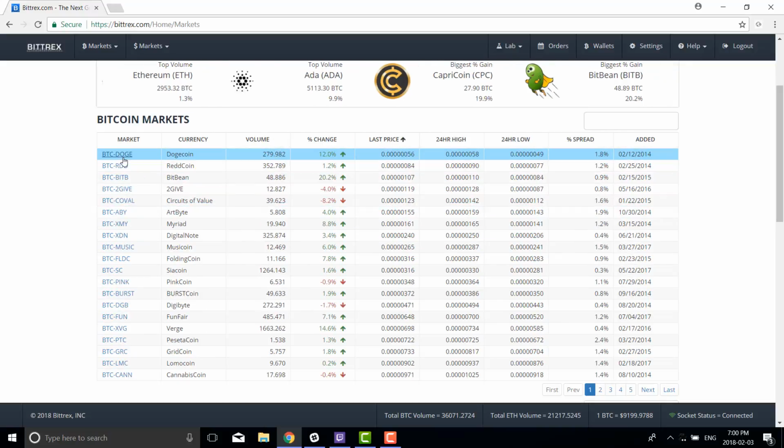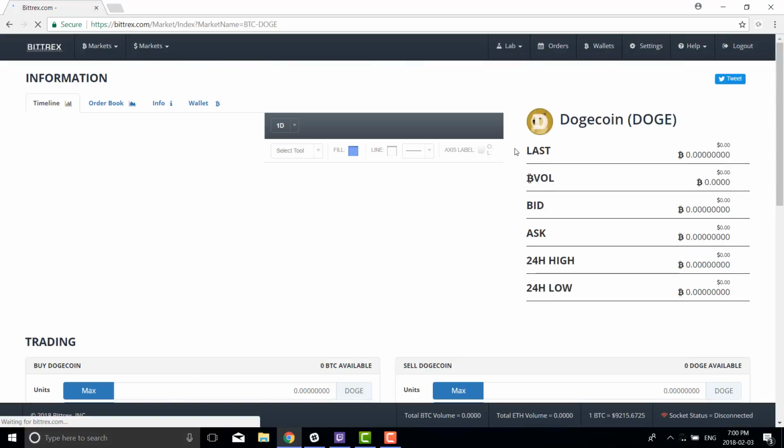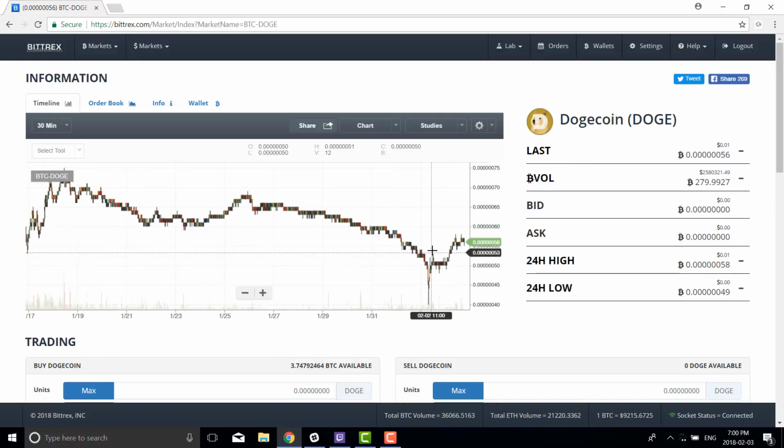So the cheapest coin on the exchange is Dogecoin. Dogecoin is 56 Satoshis. A lot of people use that term Satoshis for the last decimal place of the price. So the last decimal place of Bitcoin, which is 8 zeros. If it was 1, we would reference it as 1 Satoshi. So this is 56, we would call it 56 Satoshis. So the lowest price was 49. The highest was 58 sats for the day.